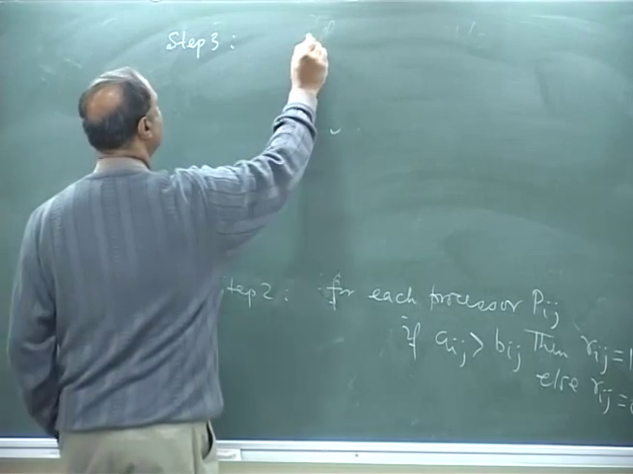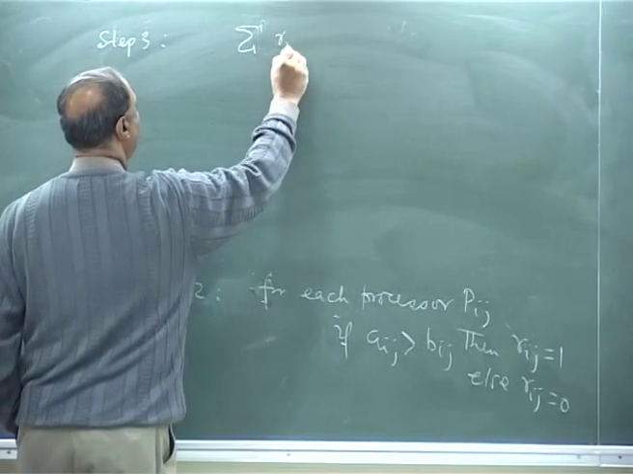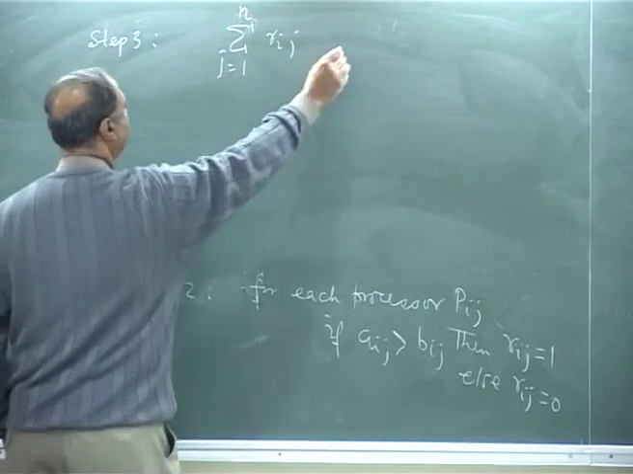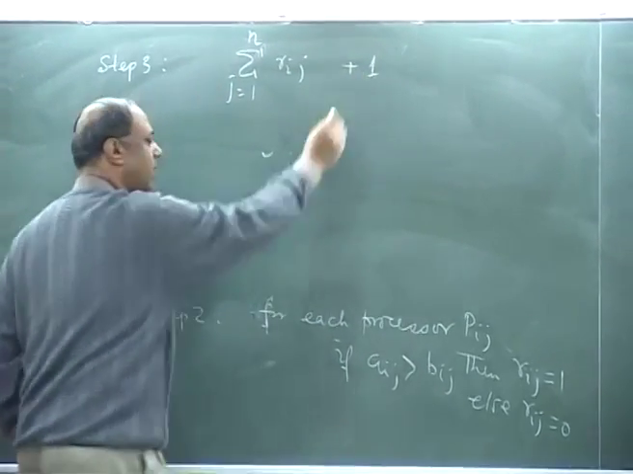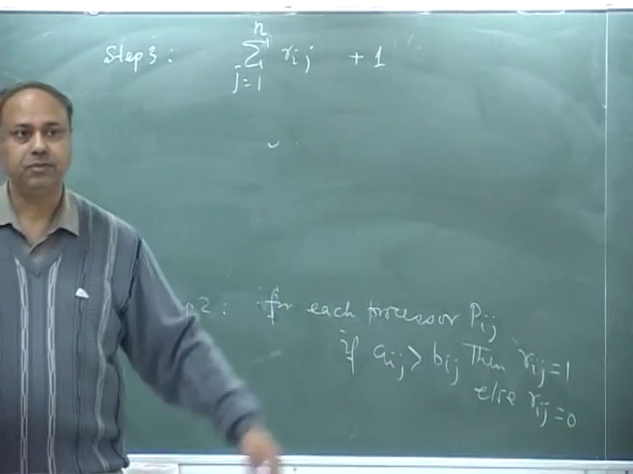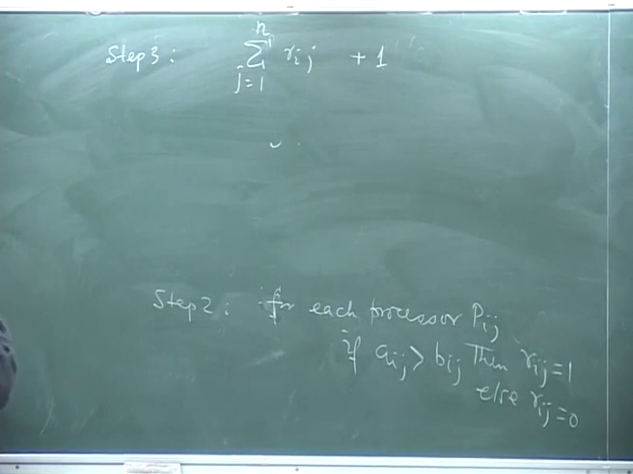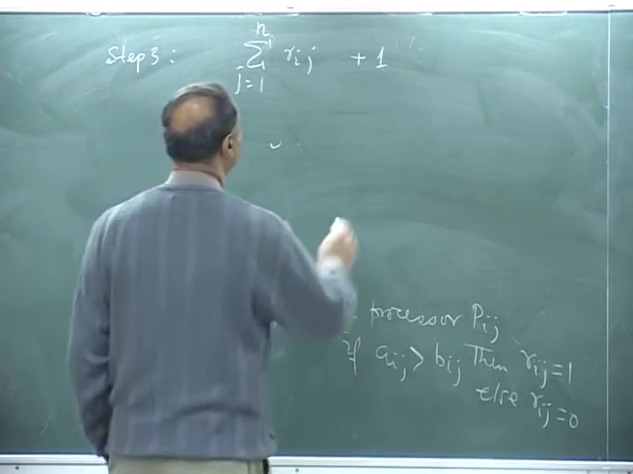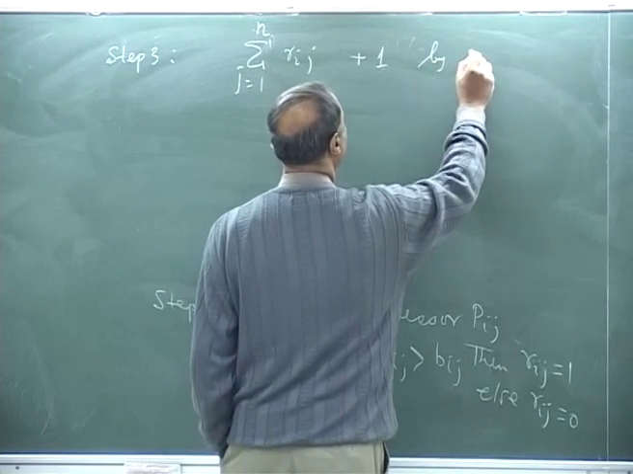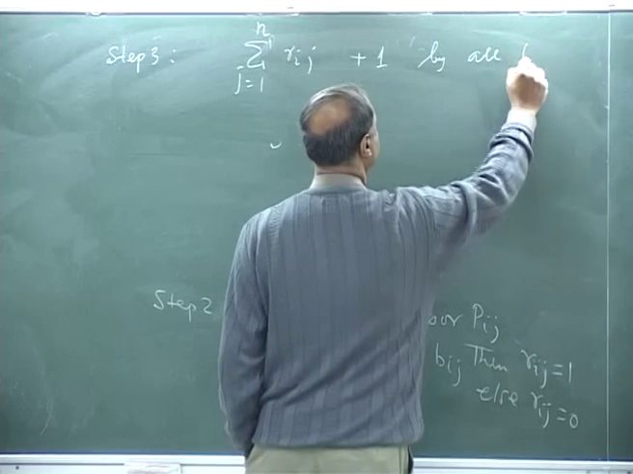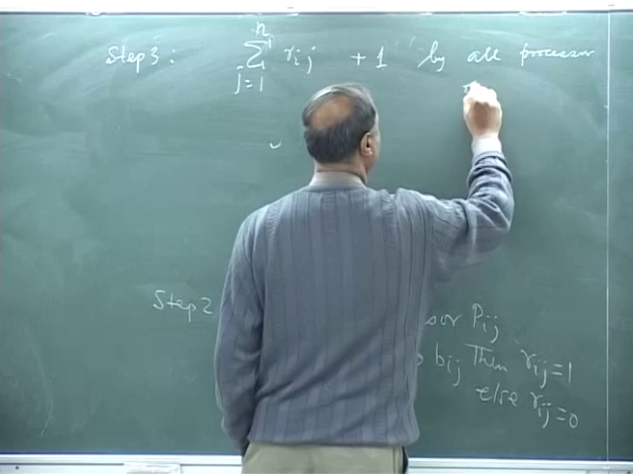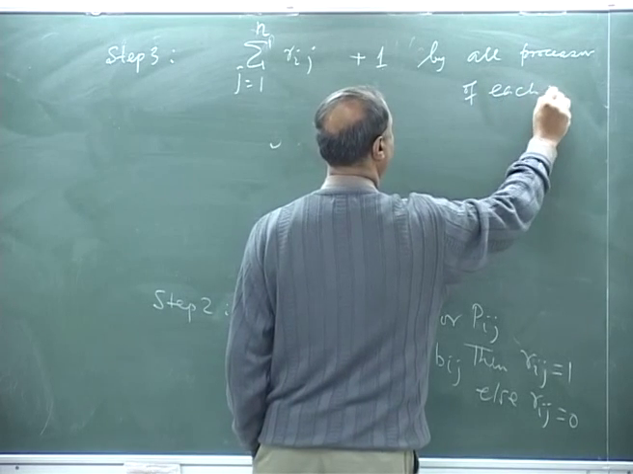So if that is the case, then step 3: obtain the summation of Rij over j equal to 1 to n, plus 1. This 1 is, as I did in the earlier case, to find its own rank, so we add 1. So obtain this by all processors of each row.